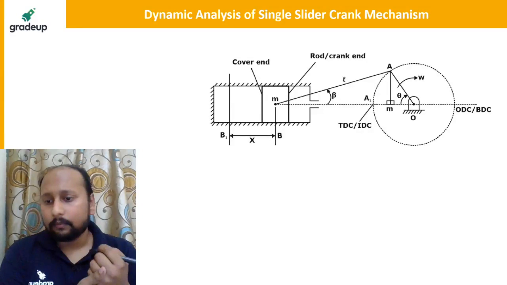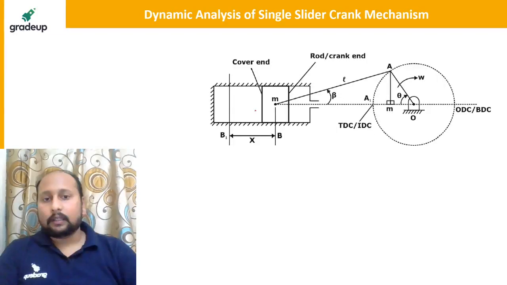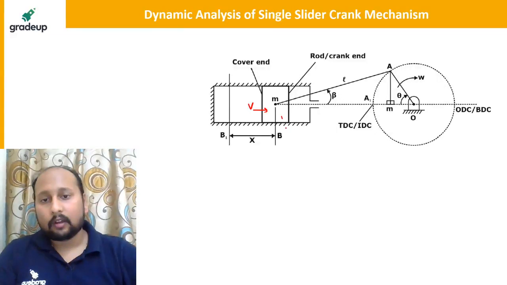Now, this we have discussed in the previous session, in which we calculated the velocity and acceleration. For the connecting rod, we calculated alpha and omega.